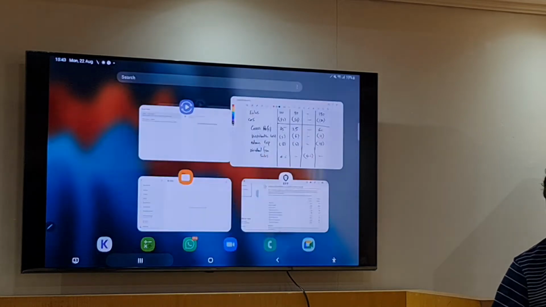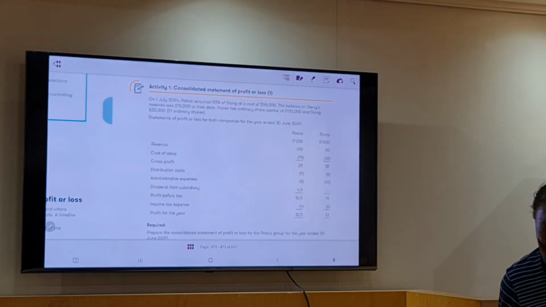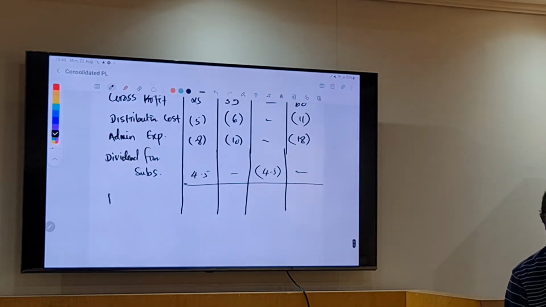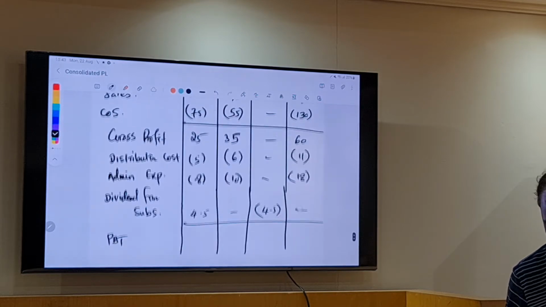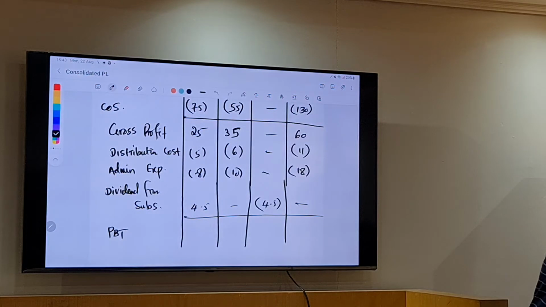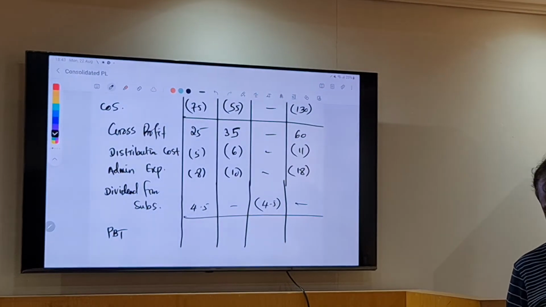So next item. Then we have profit before tax. So how much? 25 minus 13 plus 4.5. How much are they? There's a 0.5. No, 31. Profit before tax is 31.